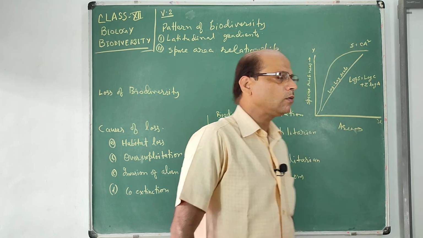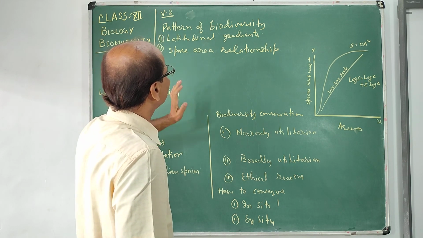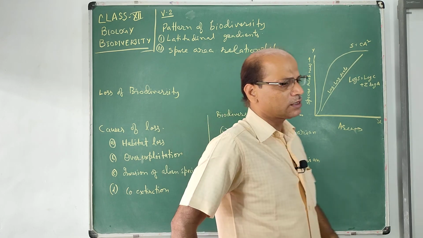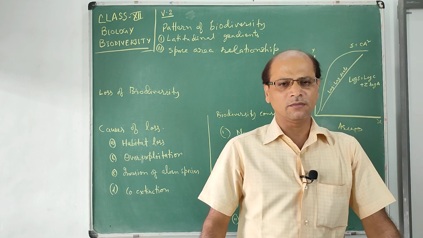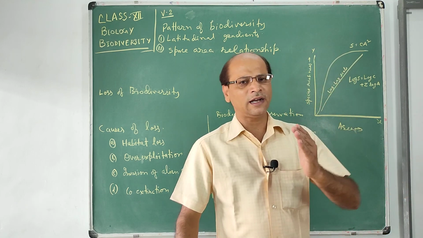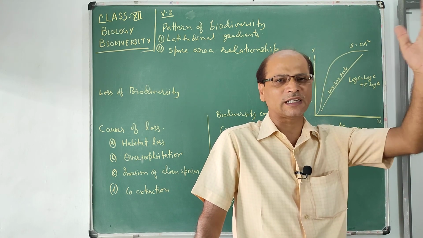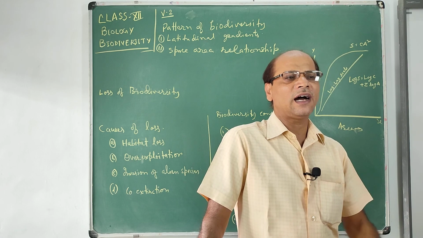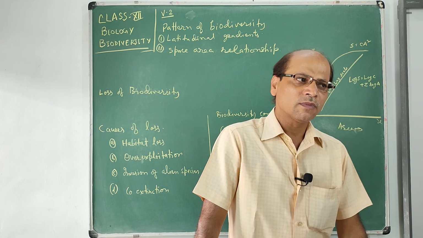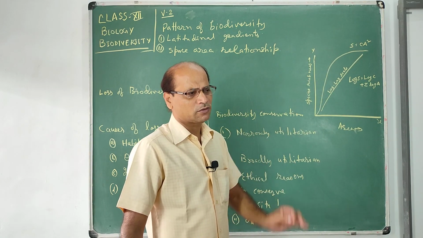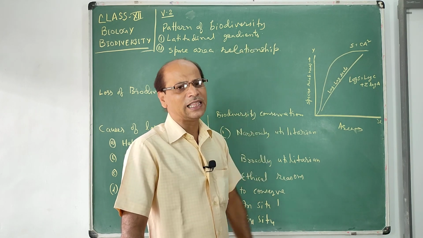We discussed up to the pattern of biodiversity. The first one is the latitudinal gradients, in which we see that as we go from the equator towards the pole, there is a gradual decrease of biodiversity. The example was birds, which are found more in California and less in Greenland.